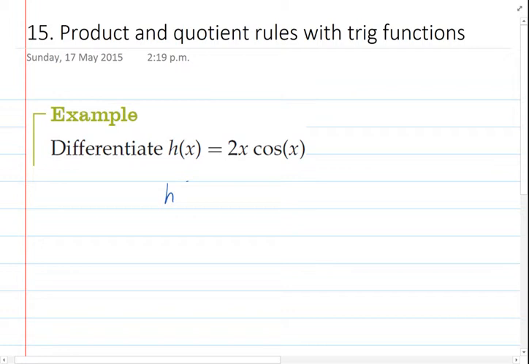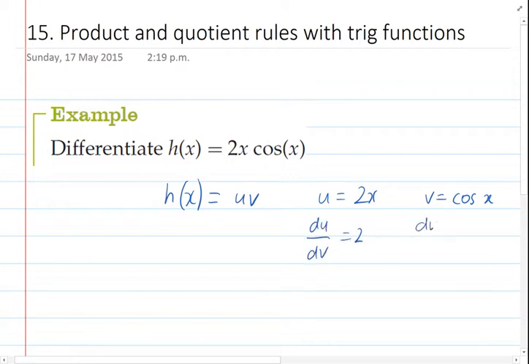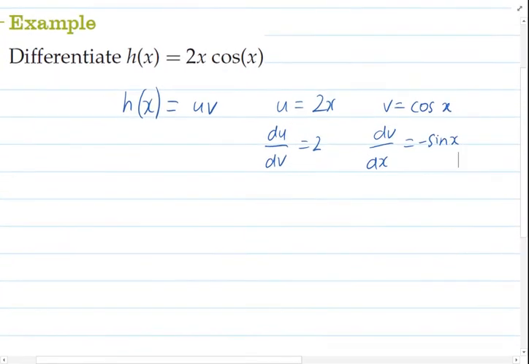So for our first problem, h of x, I'm going to write this as u times v, where u equals 2x, the thing that's times cos, and v equals cos x. And I'm going to have to differentiate both those functions. So du by dx is 2, and dv by dx is negative sine x. And so my product rule says that I can apply the product rule, I suppose, to differentiate this function.